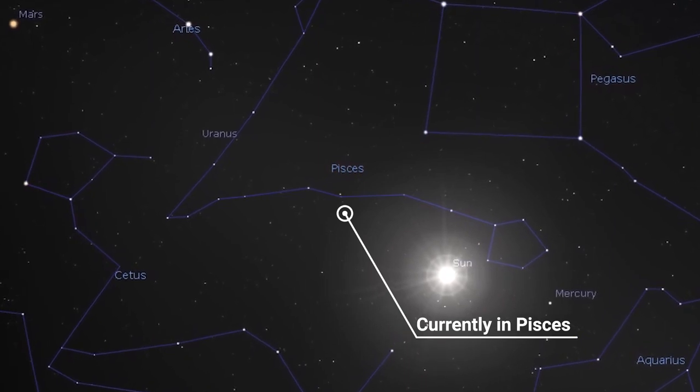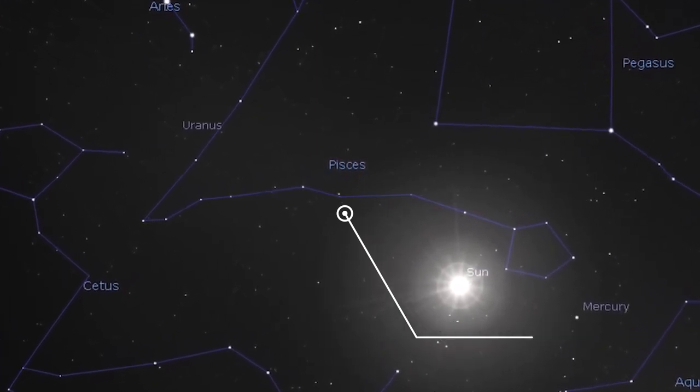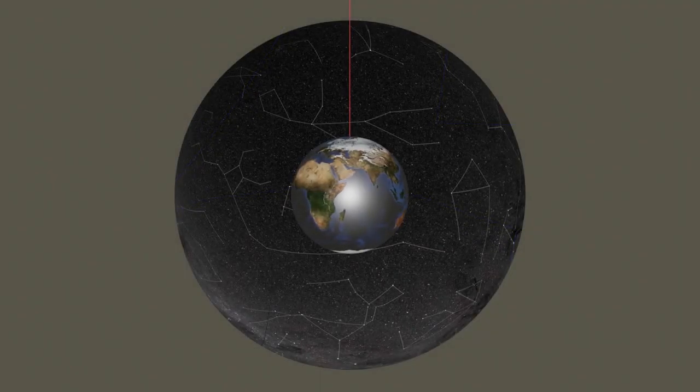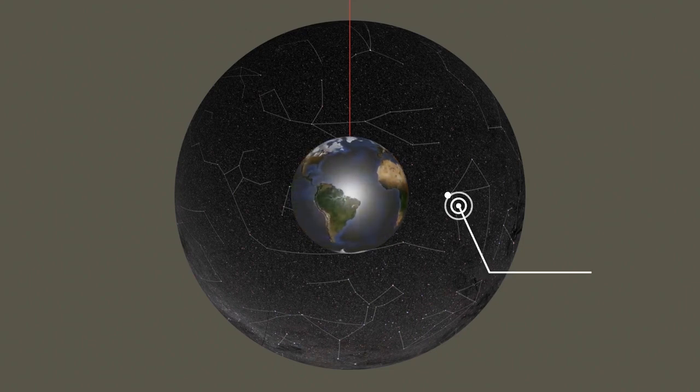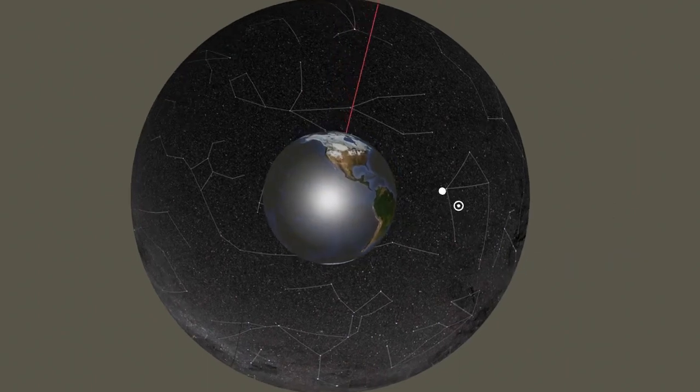This is why the vernal equinox is known as the first point of Aries. Either way, the first point of Aries nails down a point on the celestial sphere from which we can measure all other stars. Let's pretend this bright point is the first point of Aries for now. All stars are measured in the same direction, and we call this the right ascension.